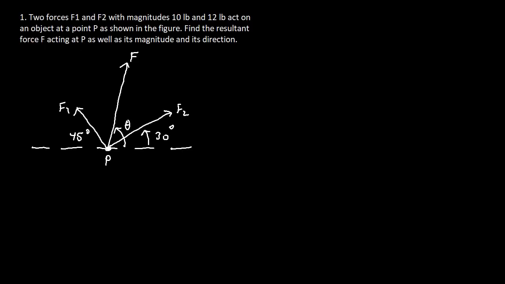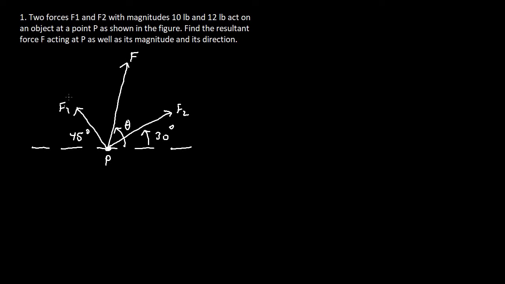So let's say for number 1, two forces, force 1 and force 2, with magnitudes of 10 pounds and 12 pounds, act on an object at a point P as shown in the figure below. Find the resultant force F acting on P, as well as its magnitude and its direction. So notice right away that force F is going to be that resultant force, and so it is the result of adding force 1 and force 2. So in order to find the components of force F, we must find the components of force 1 and force 2 and then add them together to get our resultant force F.